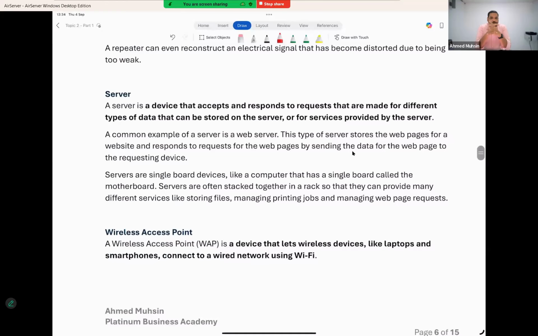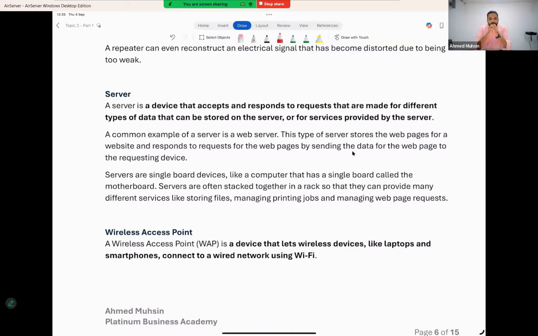So it's an extremely powerful device. A server is a device that accepts and responds to requests that are made for different types of data that are stored on the server. Okay, so a common example of a server is a web server. So when you access ikman.lk, pizzahut.lk, instagram.com, when you access these websites, you're accessing a web server, a server computer that is responsible for sharing the website files with you. Are we all okay with this?